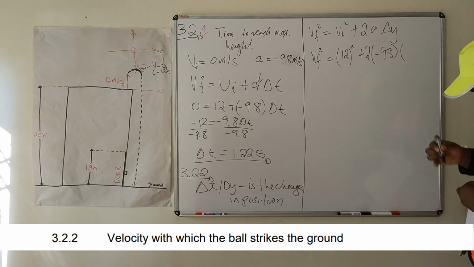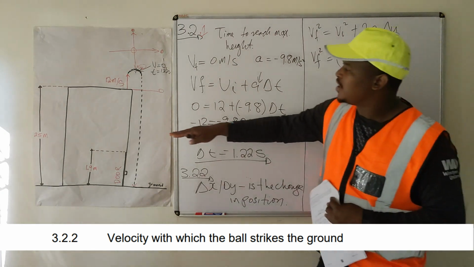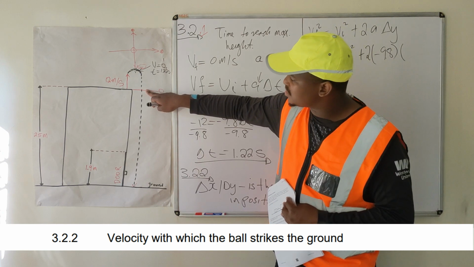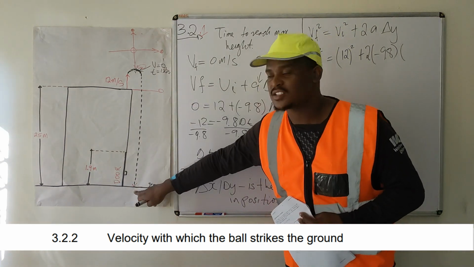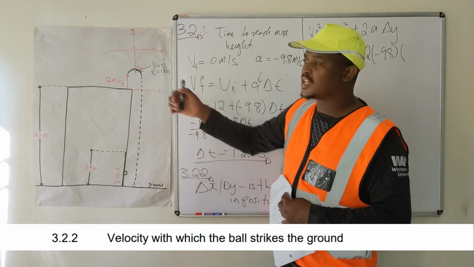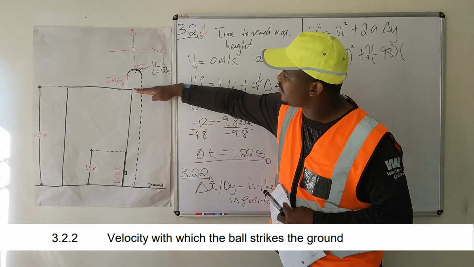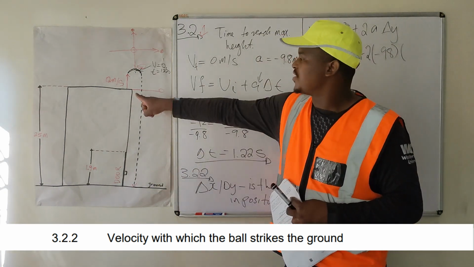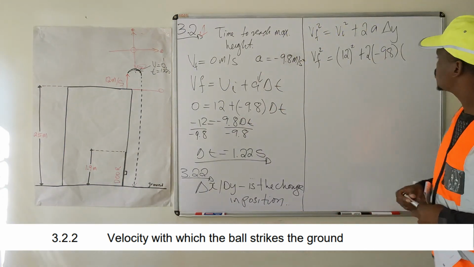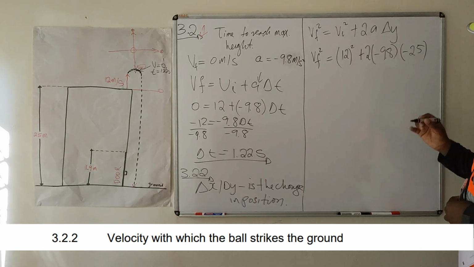times your displacement. What is your displacement? Your displacement is the change in position. How much change in position from where the ball started? It will be your final minus your initial position, so that is 25 meters. But it is below my reference point where I started. Everything below this point is negative, so this will be minus 25 meters.